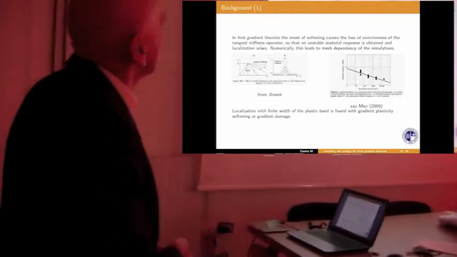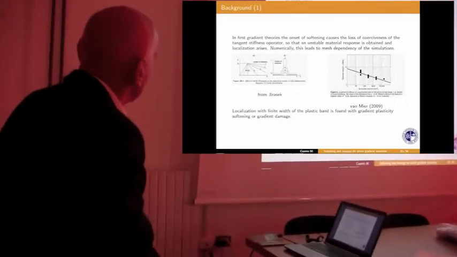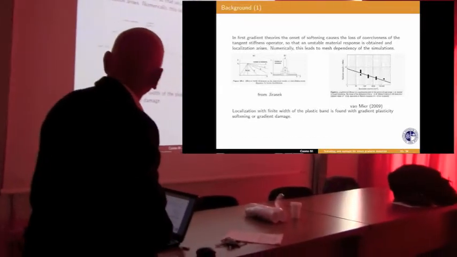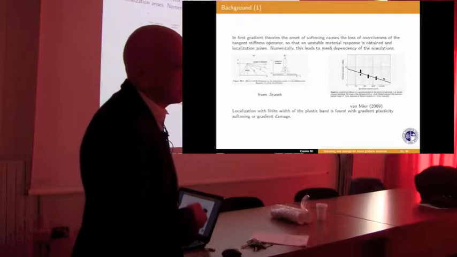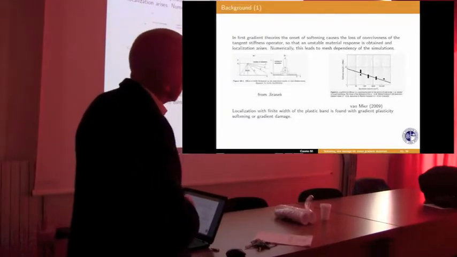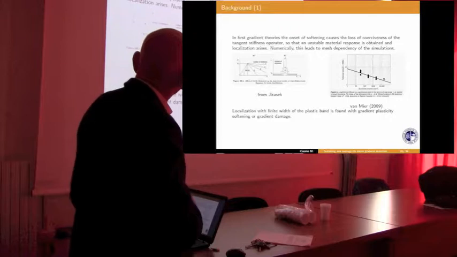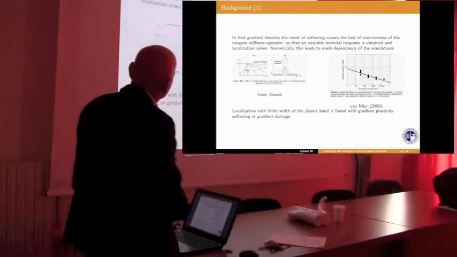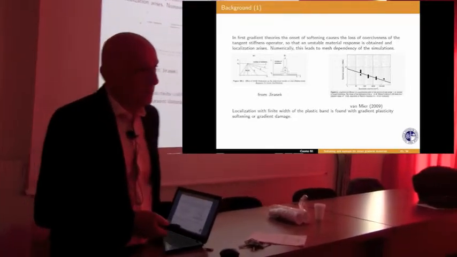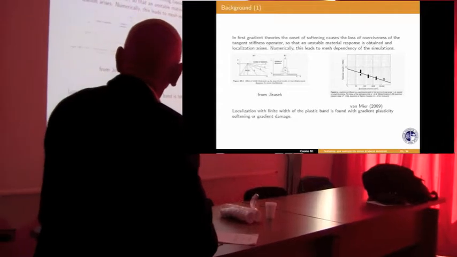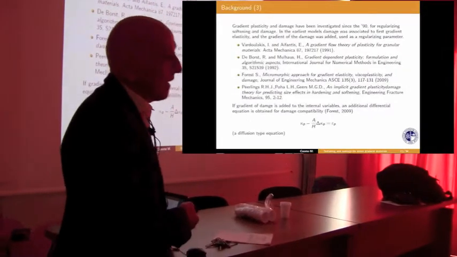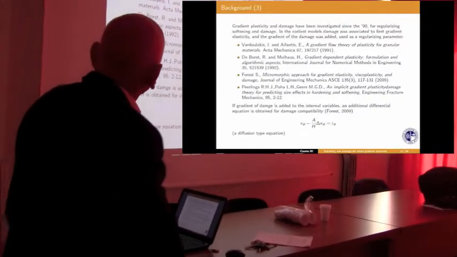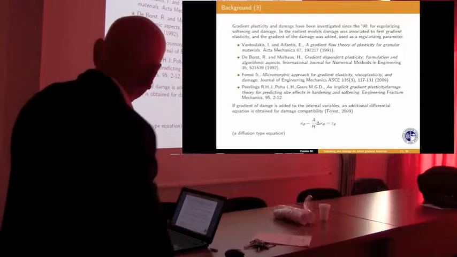Okay, now some background. Whenever we have damage and we use first gradient theories, we know we have a lot of troubles. We have localization, unstable material response, and for instance, it is well known that in finite elements you have mesh dependency of the solution. Gradient plasticity and gradient damage have been proposed for a long time for regularizing these problems.